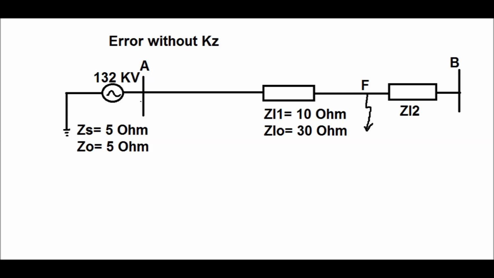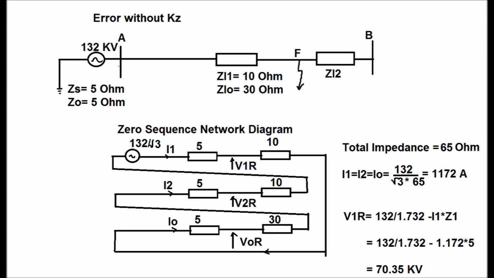So first I will calculate the error without the KZ factor. In this figure, an earth fault occurs at point F. From the substation A end, the distance relay will sense this fault and measure it in terms of distance, in terms of ohm. The value which the distance relay measures for the fault should be 10 ohm.